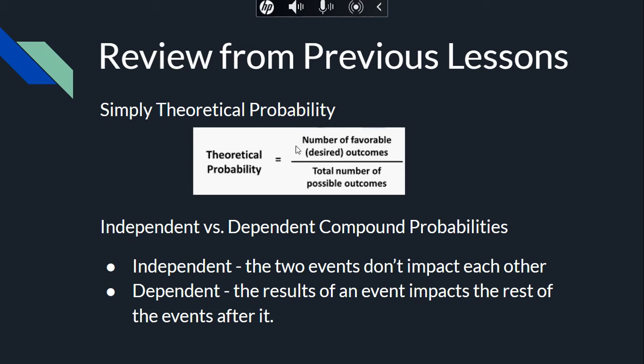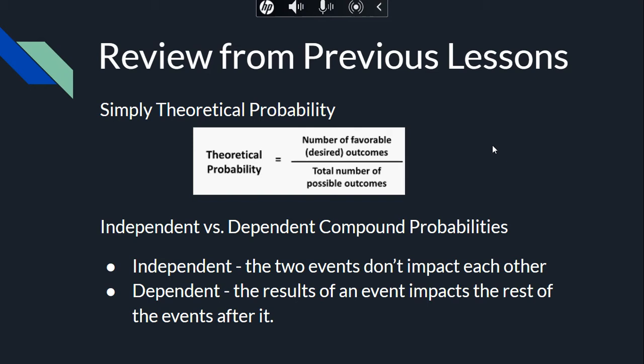We looked at the number of favorable outcomes, compared it to the total number of possible outcomes, and that was our probability. So if you were rolling a number cube and you wanted to know the probability of an odd number, there are 3 odd numbers, 1, 3, and 5, out of 6 total possible numbers. So your probability would be 3 out of 6, or 1/2.